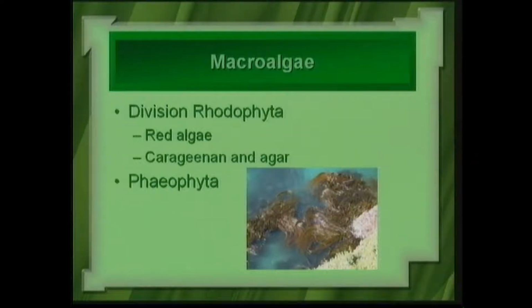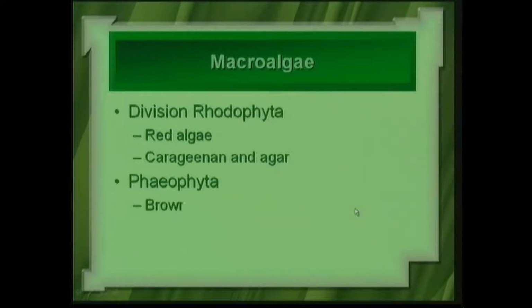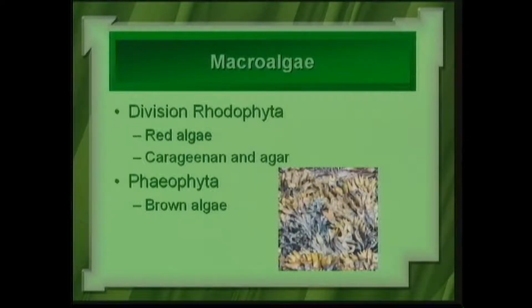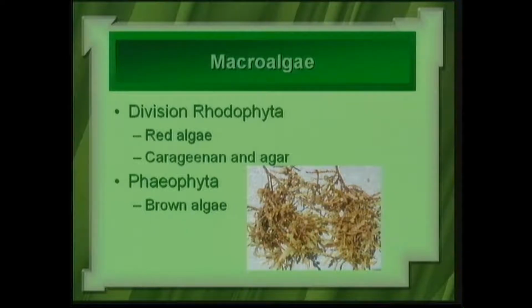Okay, so the last division is the division Phaeophyta, okay? These include the brown algae. So the phaeophytes are the brown algae, the brown macroalgae. Here, this looks like kelp. And here is another group of brown algae, I think this is called fucus, and I think this is actually native to more temperate areas. And then we also have sargassum.